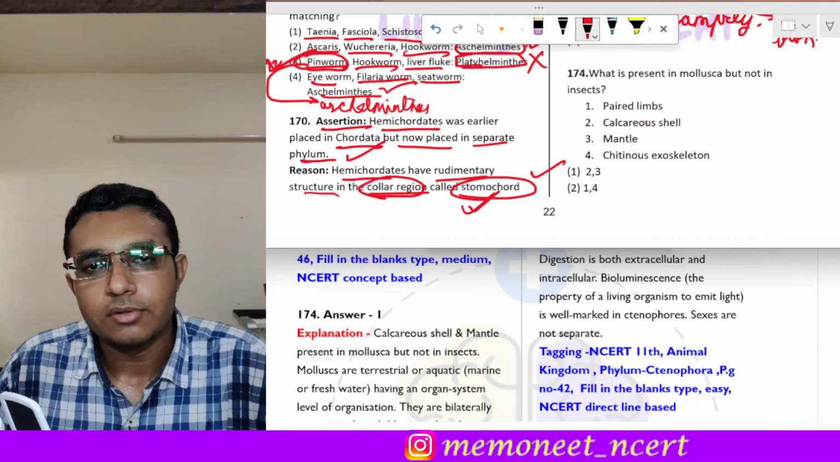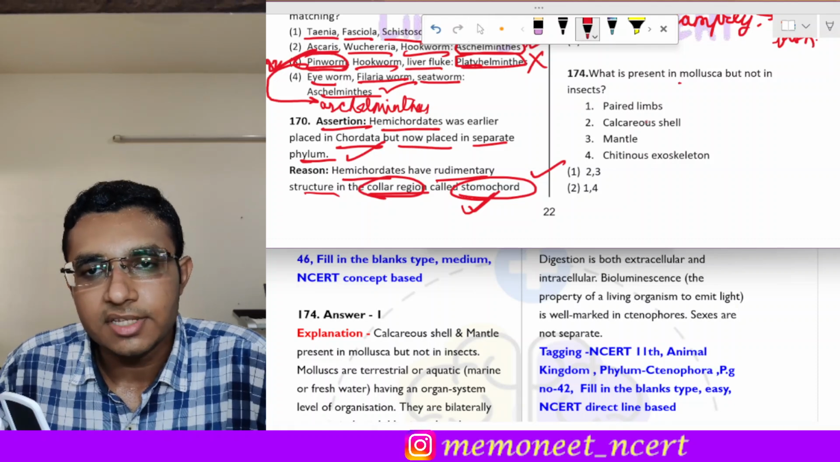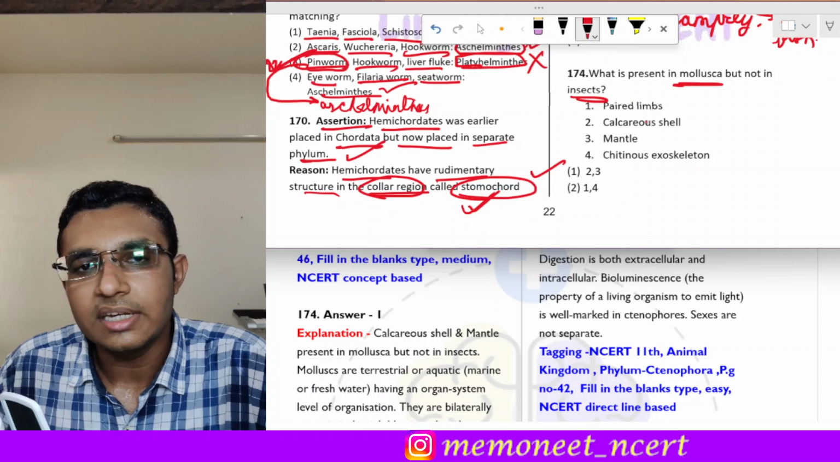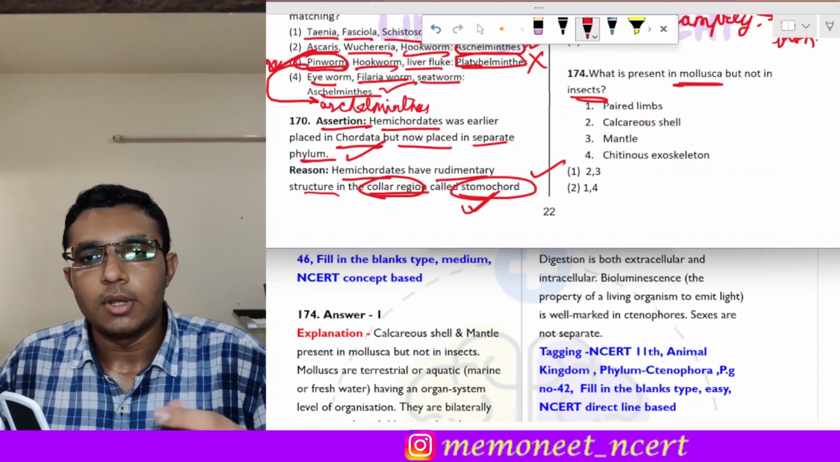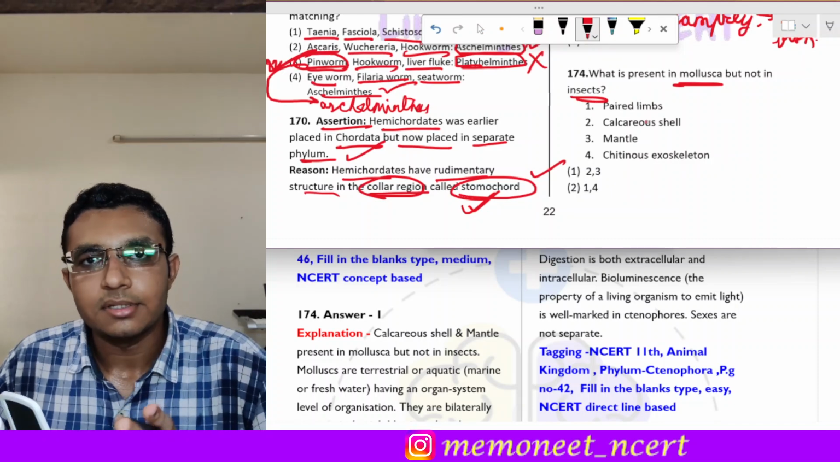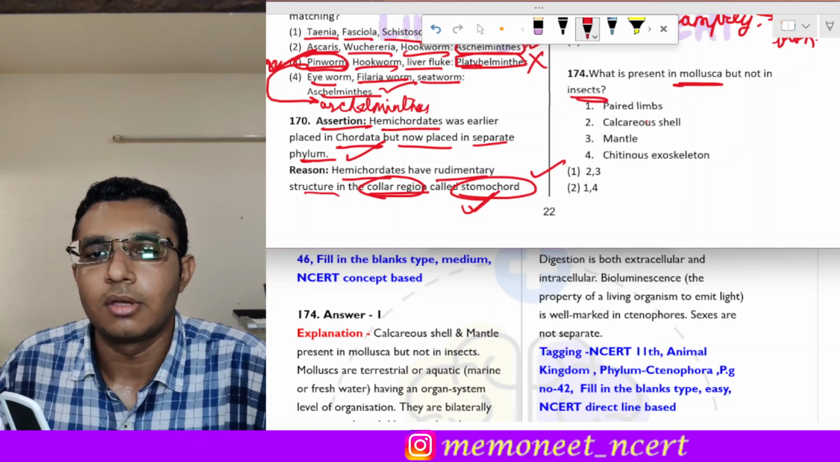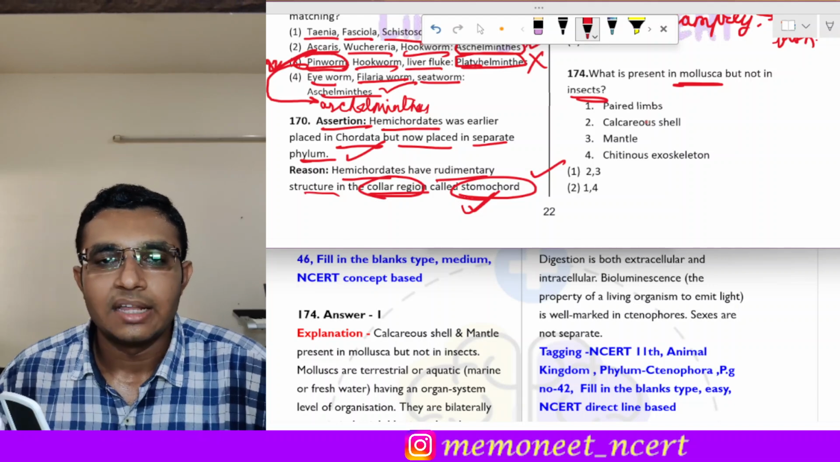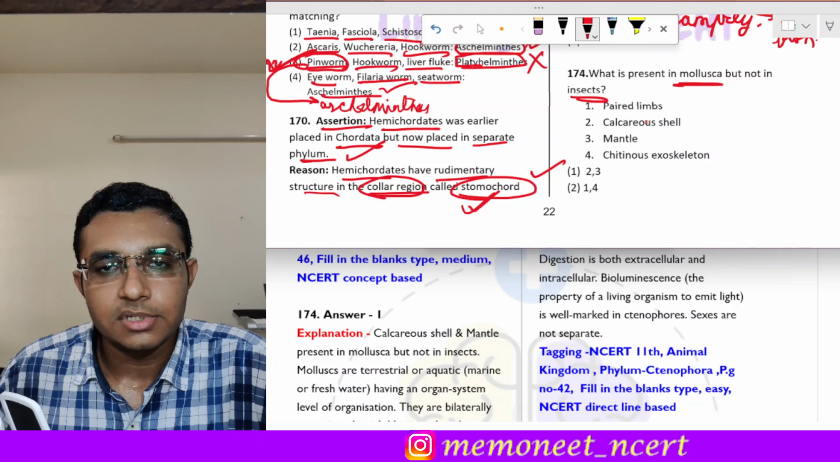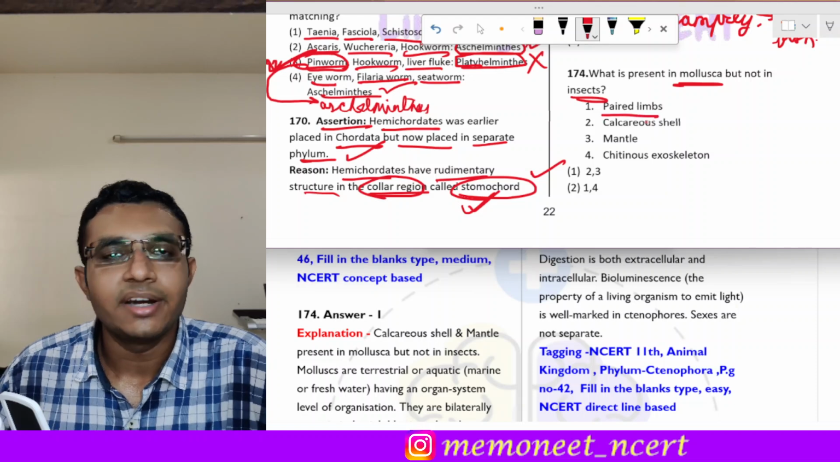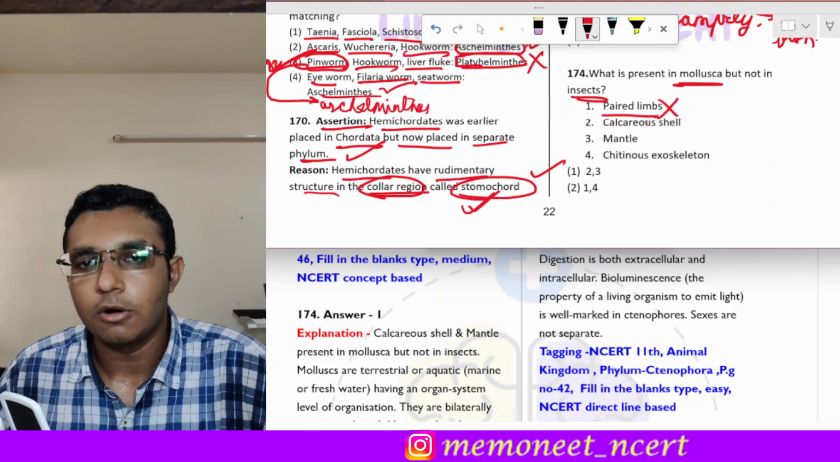The question 174 states that what is present in mollusca but not in insecta. So mollusks are characterized by which characters which are not present in the insects, or the arthropods. So let us see them one by one. So first is paired limbs. So are paired limbs present in mollusca? No, they are not present in mollusca.